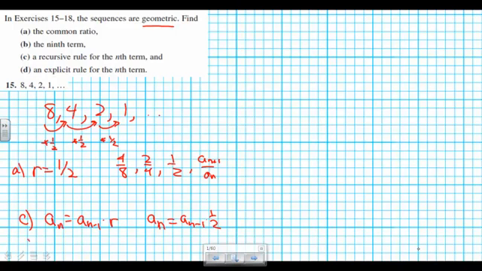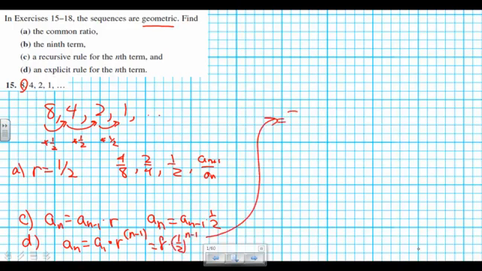There's part C. On to part D, where I say, well, what's the explicit rule for this particular sequence? Well, the general form is that it's the first term multiplied by the common ratio taken to the power of n minus 1. Well, in this case, our first term is 8, so it's 8 times our common ratio of 1/2 to the power of n minus 1.